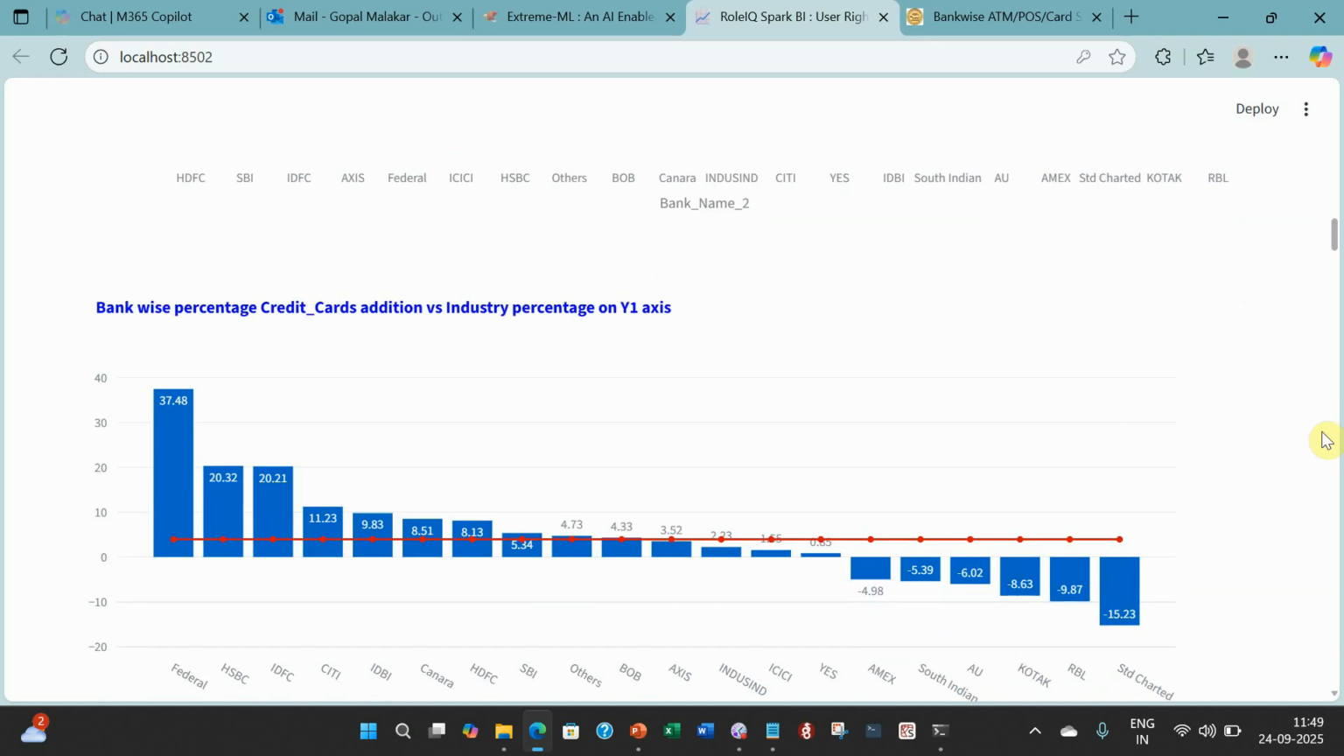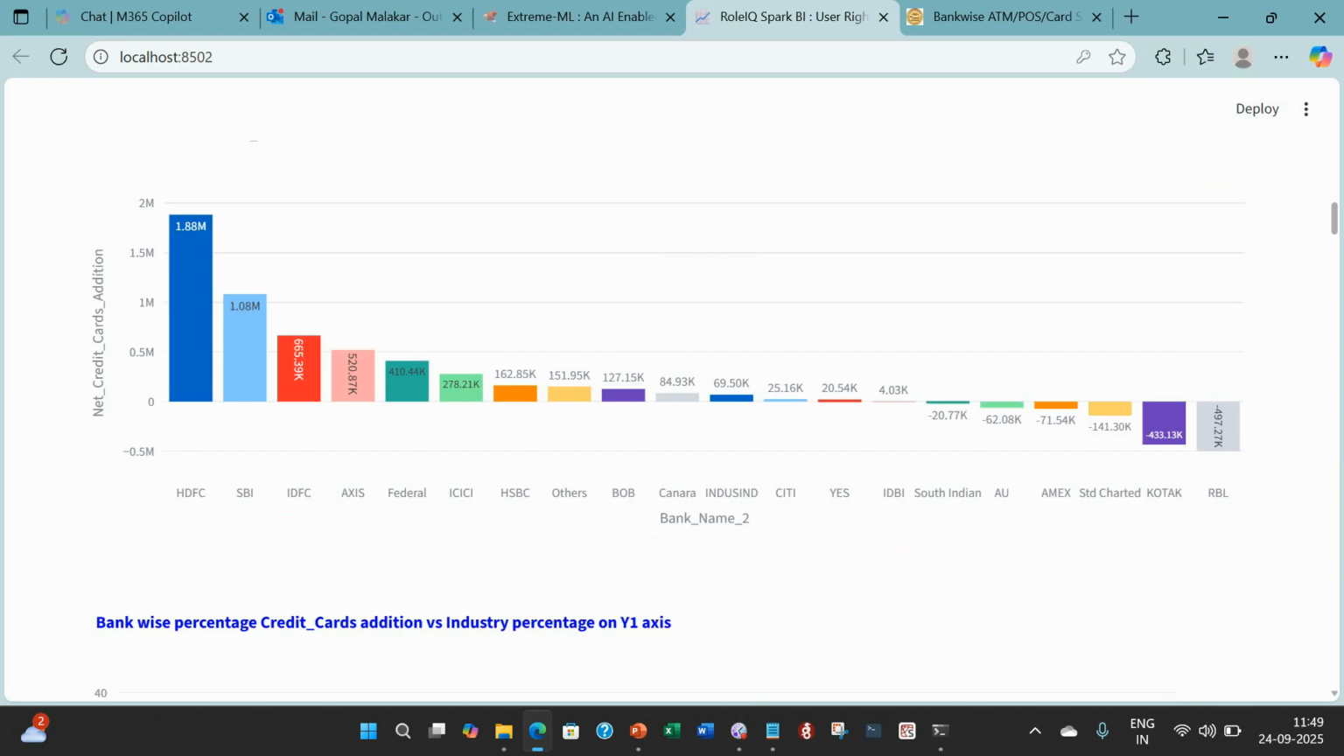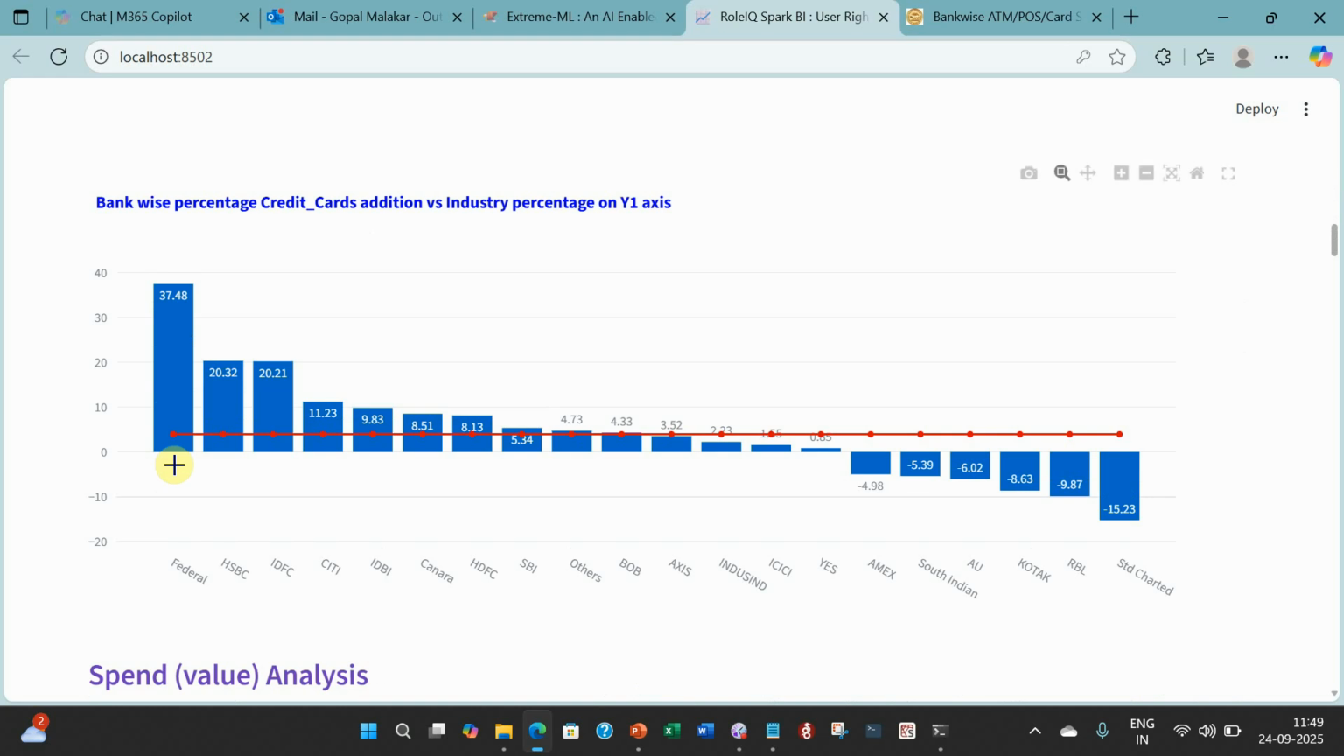Now look at percentage wise YTD. 3.94 is the industry percentage. Let's compare it against other players. You can see Federal has added 37% on its base. HSBC has added 20%, IDFC 20%, City 11%. SBI is doing 3.94 over the entire year. HDFC is at 8% on their base, so quite good in YTD terms. And these are the big ones who are bleeding badly, like Standard Chartered, RBL, Kotak, AU, all of these.